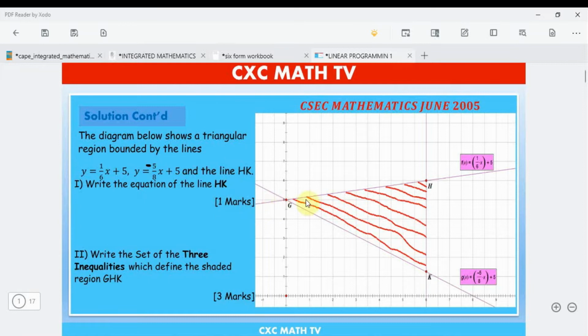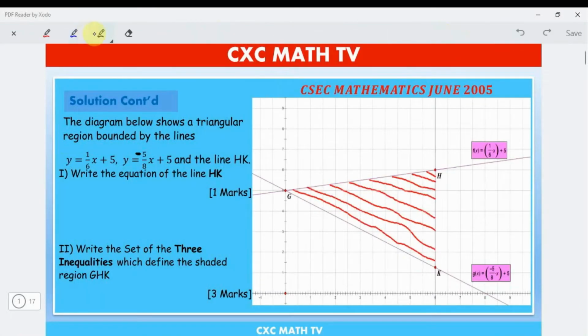So as we can see, this line right here, I'm going to put it in red. The line in red that I'm going to put on the diagram is the line GH, and that is 1 over 6x plus 5. The line that I'm going to put in blue is the line GK, and they tell us that is minus 5 over 8x plus 5. So now we need the line HK.